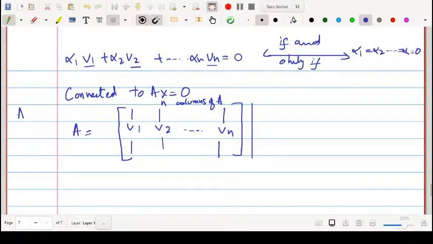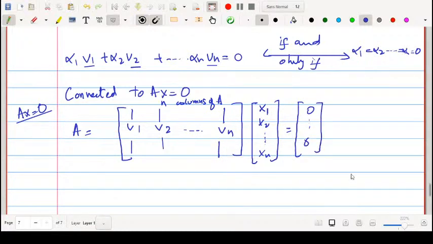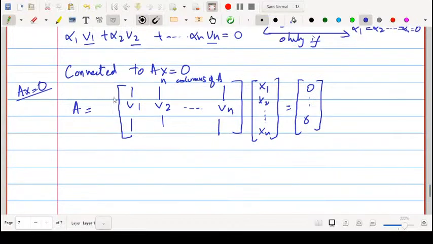Let's say I'm trying to solve Ax equals 0. Let's say this was x1, x2, up to xn, equals 0, 0. I know that this is the equation I'm trying to solve, Ax equals 0. And now I can write the left-hand side as a linear combination of these vectors: x1 v1 plus x2 v2 plus dot dot dot xn vn equals 0.